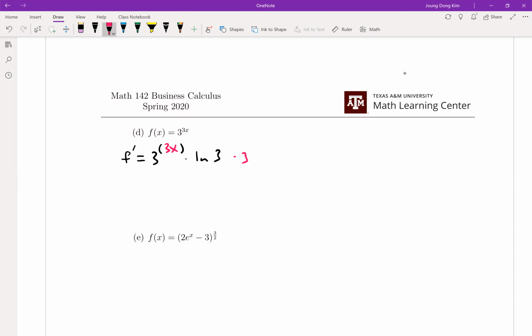Some of you try to simplify this one, but keep that in mind: ln 3 times 3 is not equal to ln 9. The 3 in ln 3 belongs to the log, but the other 3, the red one, is outside. There's no more simplifying. That's enough. What about e?